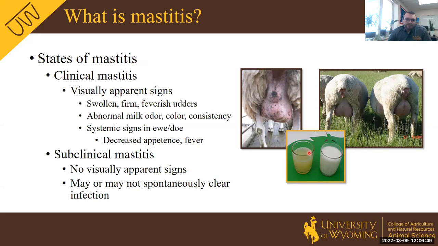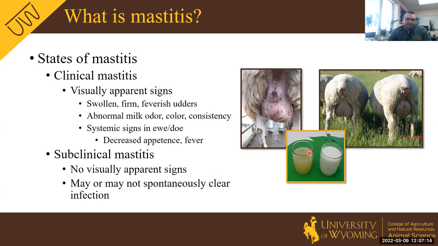And then some abnormal consistency, so we might get some flakes or clumps or chunks in the milk that we observe. And sometimes the ewe or doe with clinical mastitis has systemic signs, such as decreased appetite or a fever. So she's just off feed, she's kind of hurting, she's in a little bit of pain, so that might cause her to get off feed a little bit.